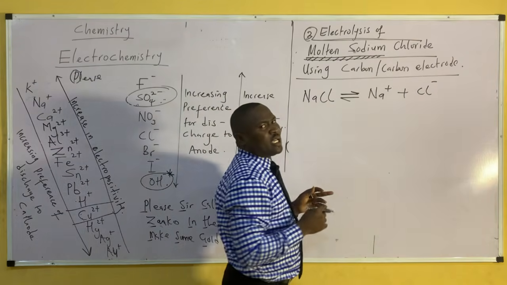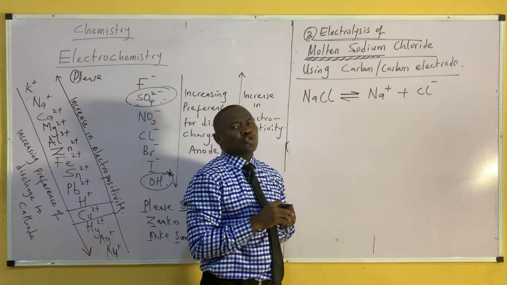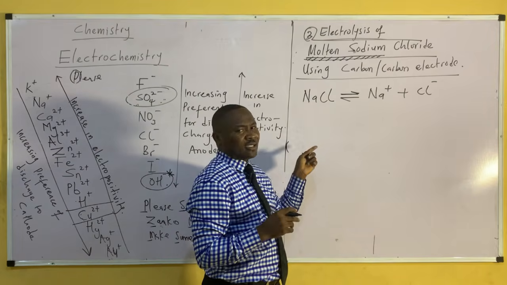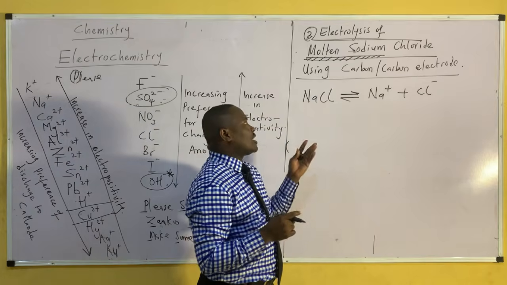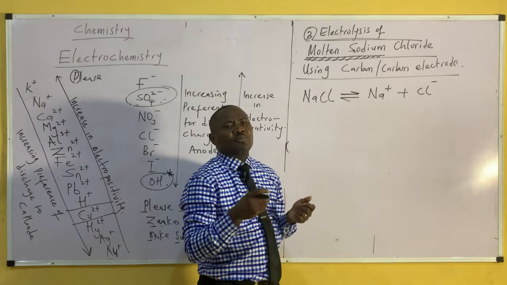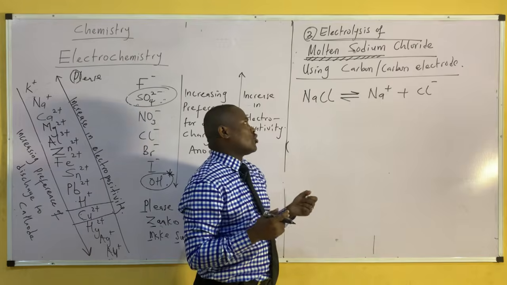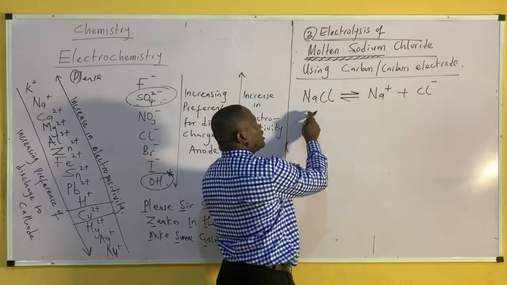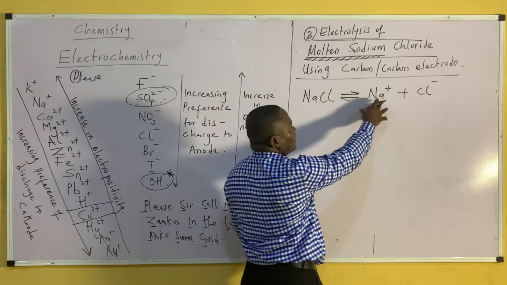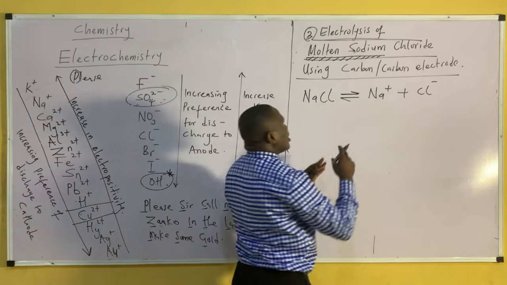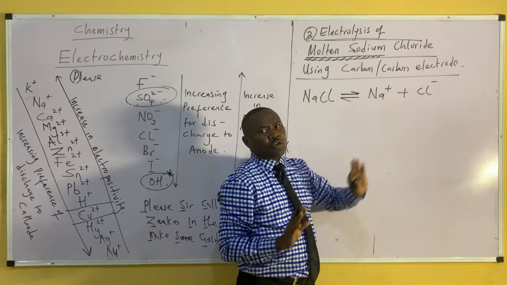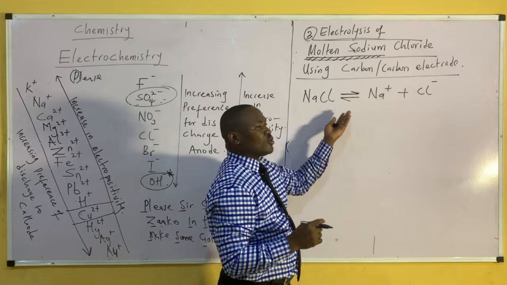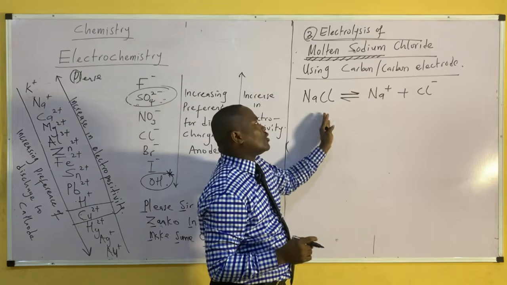Take note, it is not an aqueous sodium chloride. It is different if it was aqueous sodium chloride. If it's aqueous sodium chloride, it means there is a presence of water, and so it will include H2O, which gives us H+ and OH-. But for the molten state, it has just 2 ions present, which are ions from the compound. So take note of this.